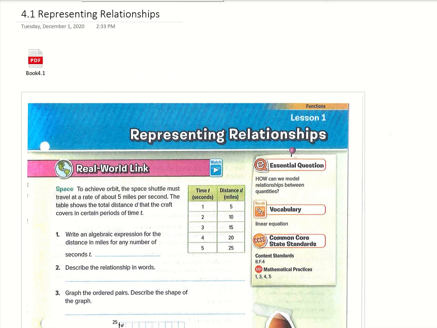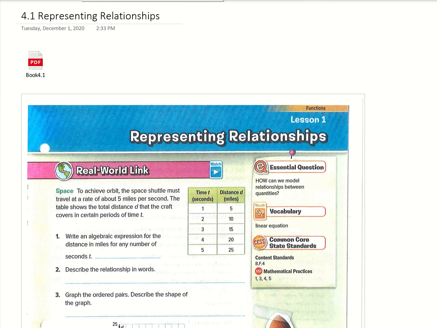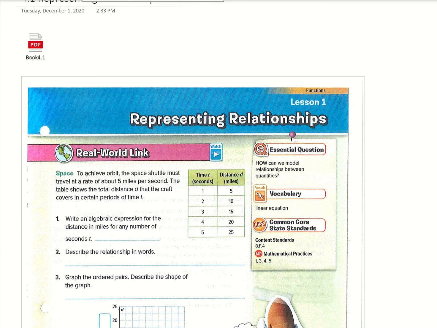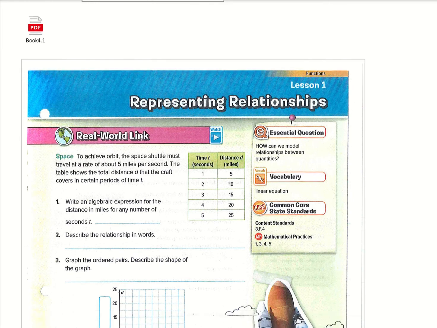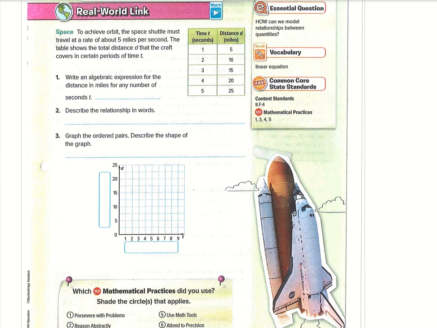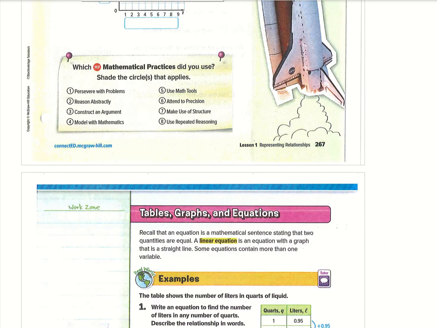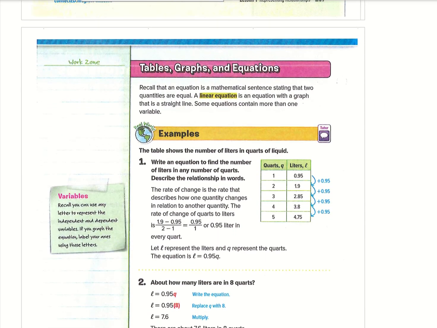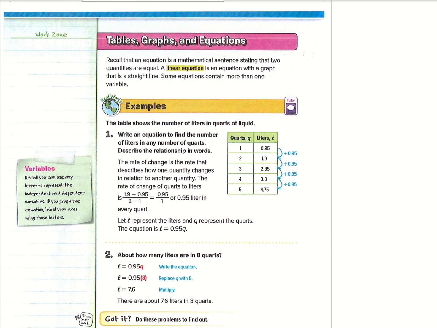Today we start chapter 4, with 4.1, where we're going to look at representing relationships. We're going to be looking at a lot of graphs, tables, equations, things like that. So let's go ahead and get right into it.